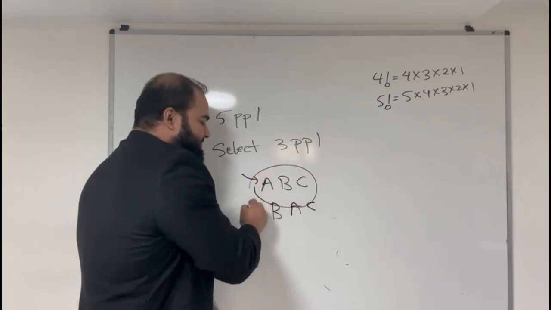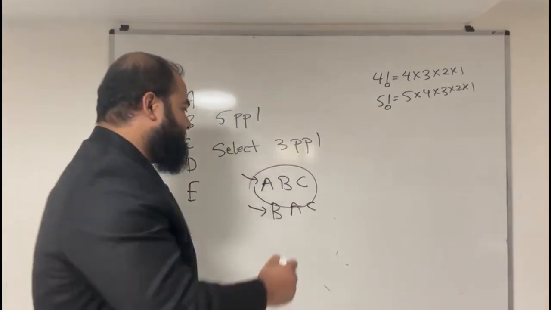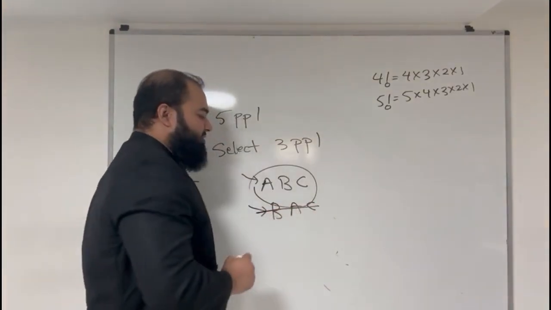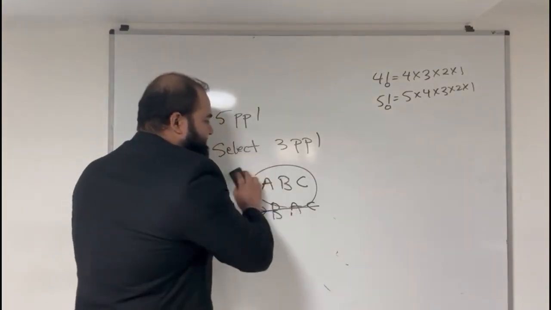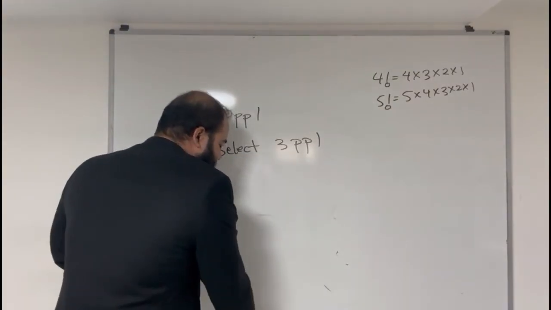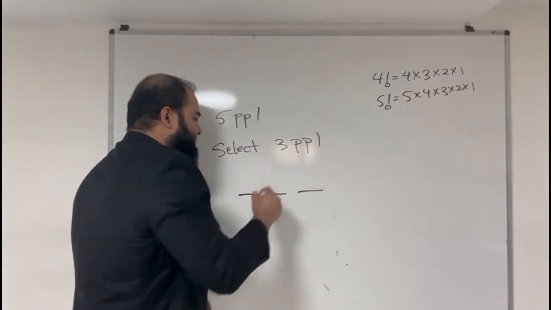Now, the A, B, C and B, A, C, are they considered 2 different groups? No, we're making groups, so it's the same group. So I'll have to get rid of these extra groups. Let's do the question the way we handled it before. Since out of the 5 people we're going to select 3 people, I'm going to draw 3 lines.